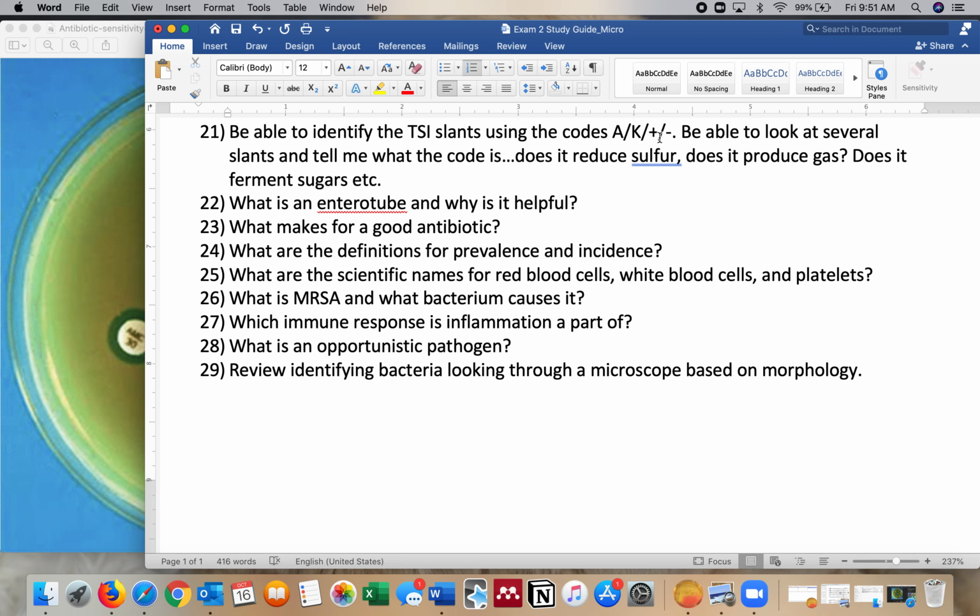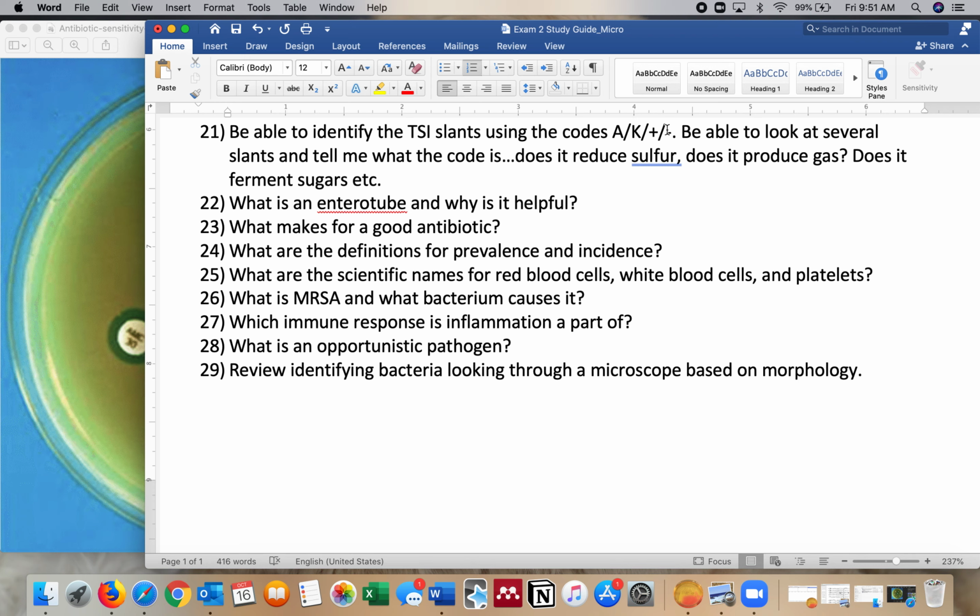Okay, and then this plus or minus, the first one, is does it reduce sulfur? So remember, if there's a plus sign, it means that we are observing a black precipitate in the butt. And also, if the butt is black, you can't observe whether or not the butt is red or yellow. We're going to assume that it is an acidic environment. So if you have a positive sign and there's precipitate, you know that this is also going to be an A, okay?